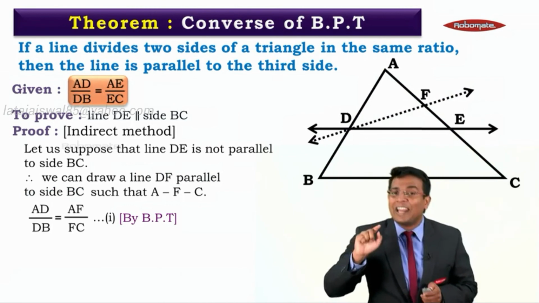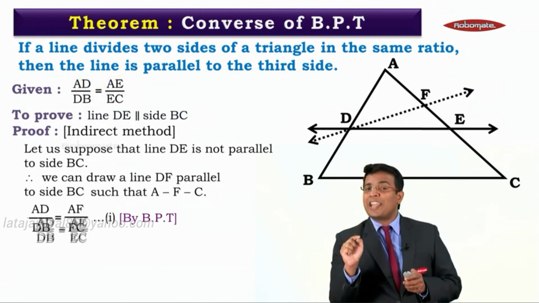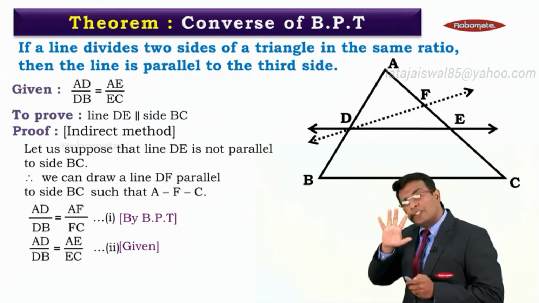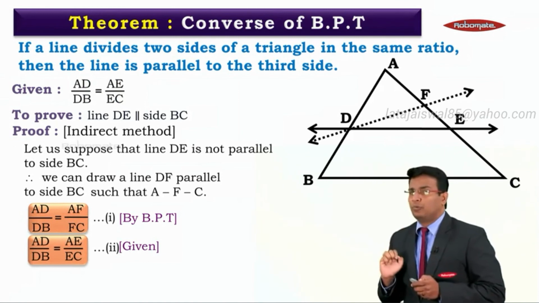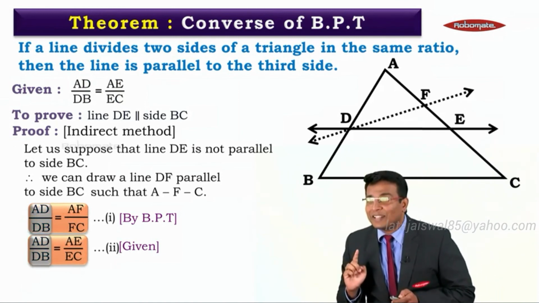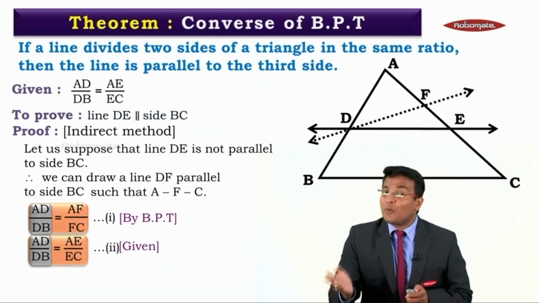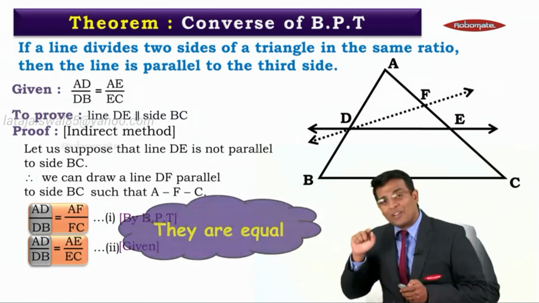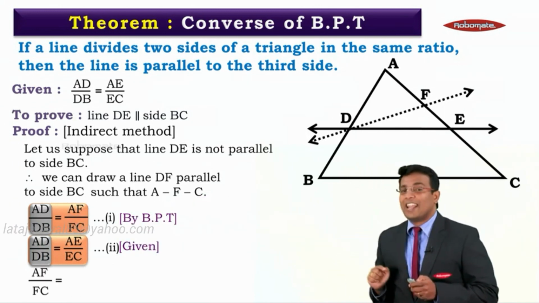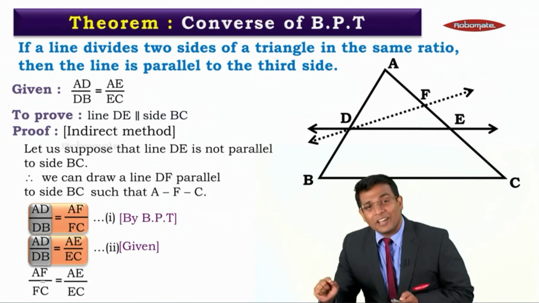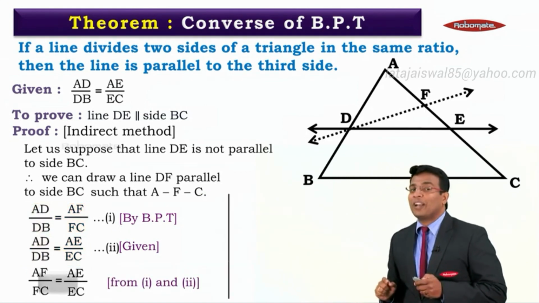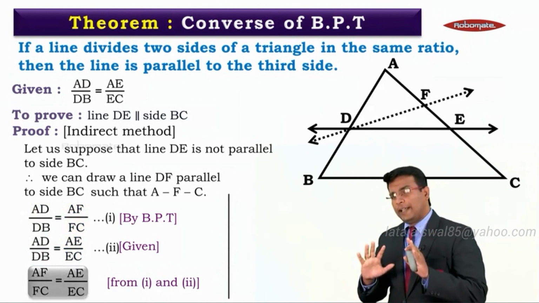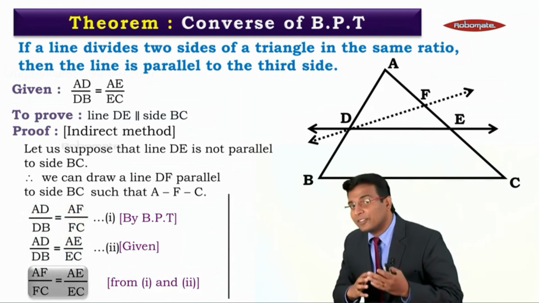We already have that AD upon DB is equal to AE upon EC. And let's say this is our result number 2. Now observe result number 1 and result number 2. What do we observe? Yes, we get the left hand side to be equal. If the left hand side is equal, what can we say about the right hand side? The right hand side will also be equal. Now in the next step, therefore we get AF upon FC is equal to AE upon EC, and the reason for this will be from 1 and 2. This is what we got, right? Now I want you to go through this, think over it and think what we can get further. I'll be back.